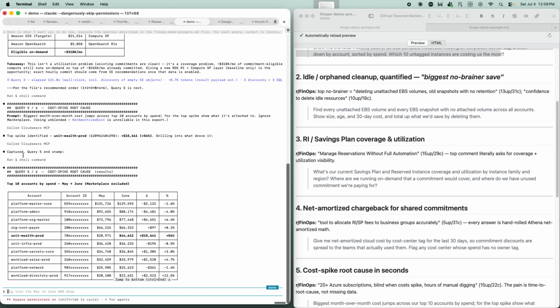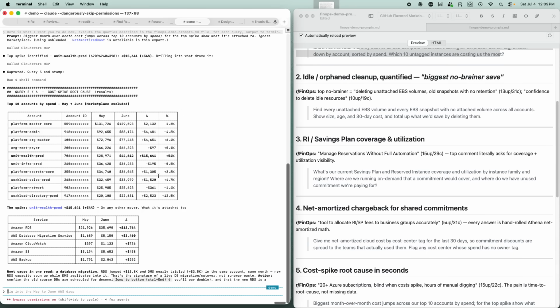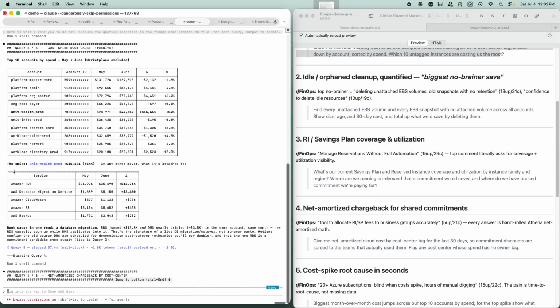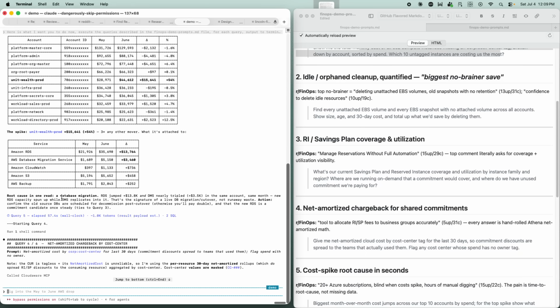Okay, so here is what's going on here. Here it gives us the summary of May, June, and Delta. And here we can see we've got a spike in this particular account. And then if we drill down to this account, we see that the growth is largely driven by RDS and Database Migration Service. So here it correctly identified that you have growth in RDS and growth in DMS. So it is properly identifying this.